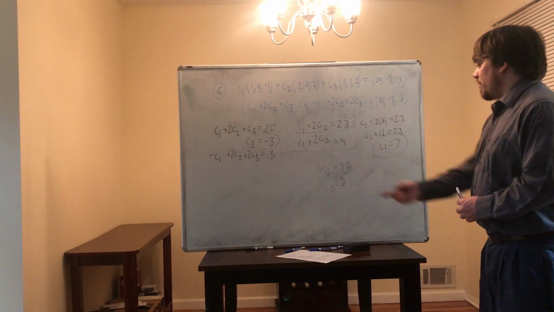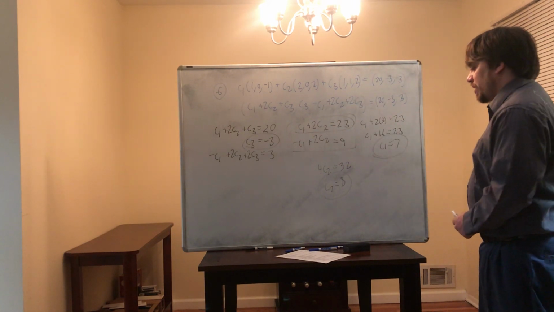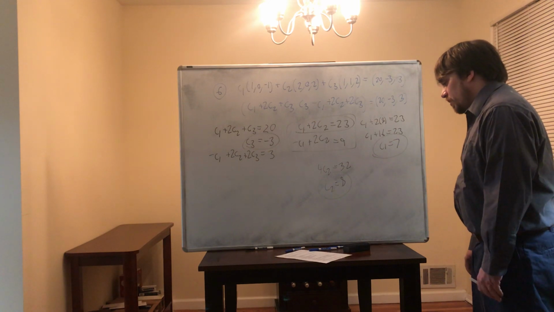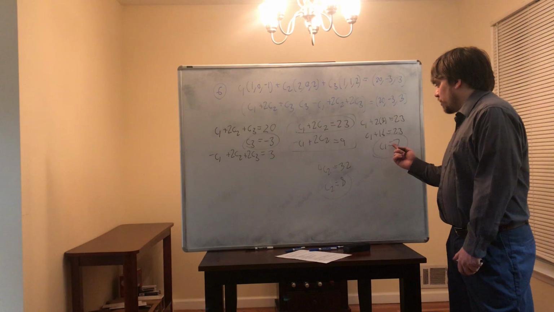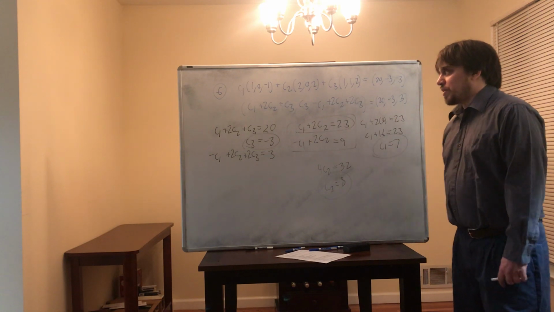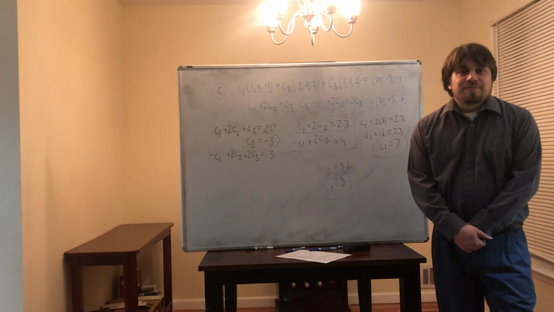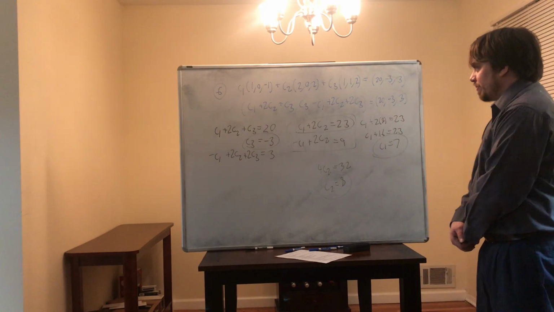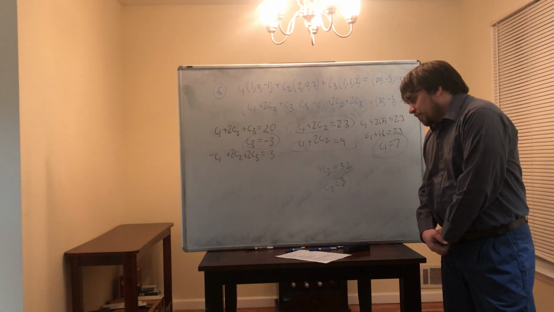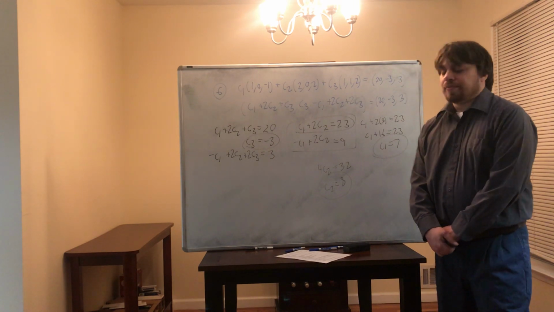So C1 is equal to 7, C2 is equal to 8, and C3 is equal to negative 3. That's an answer, and it's the only answer. There's only one answer, and that's it. Okay, so that's number 6.